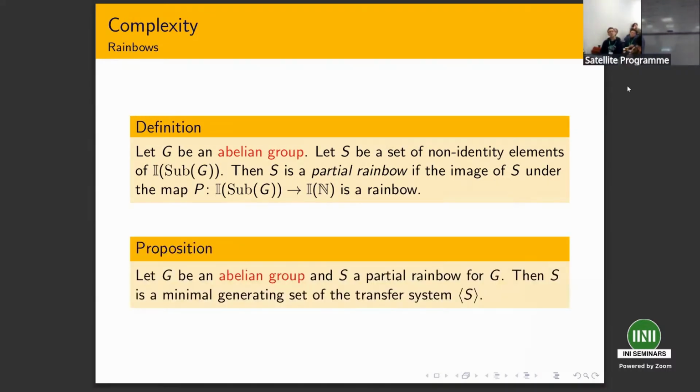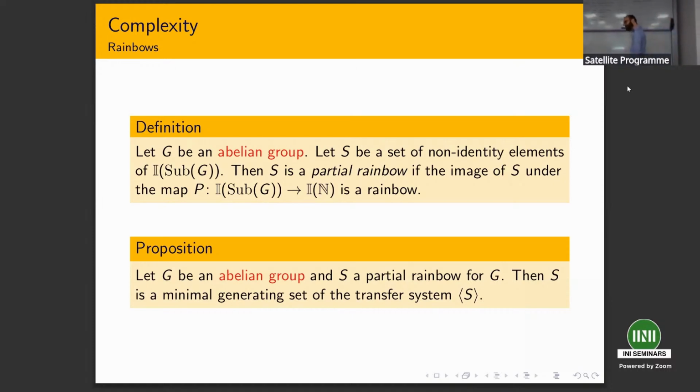Anyway, so S is going to be a set of non-identity intervals, right? So I'm just picking a collection of norm maps, if this is how you want to think. And I'm going to apply this map P to it. I'm going to project it down to the size of the subgroups and sum up the coefficients. And I can ask, does this give me a series of nested arcs? Is this a rainbow?